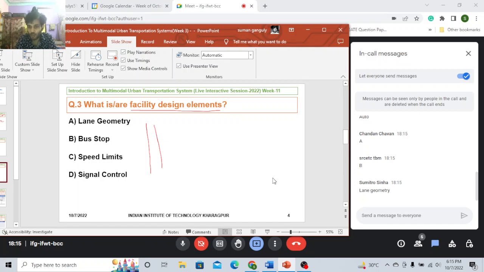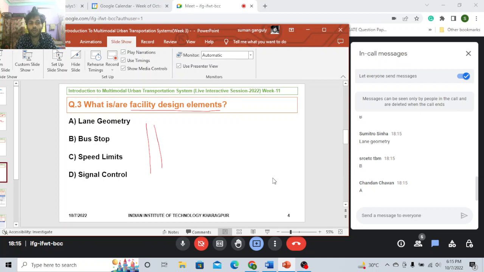Okay, I got one response, the lane geometry. I will wait for some more responses before I start. B, A, okay. So all of you are correct, but both A and B actually come under facility design elements.